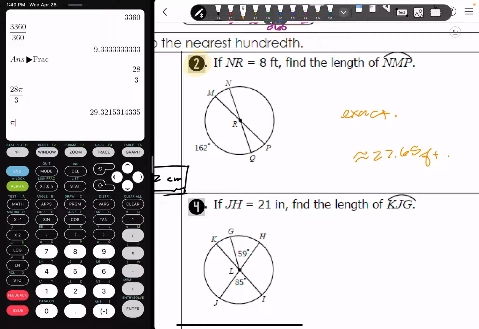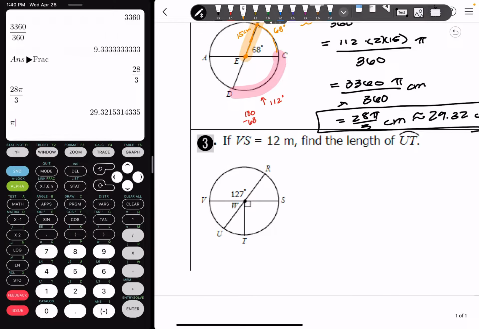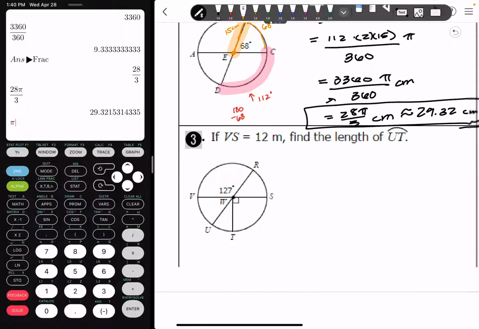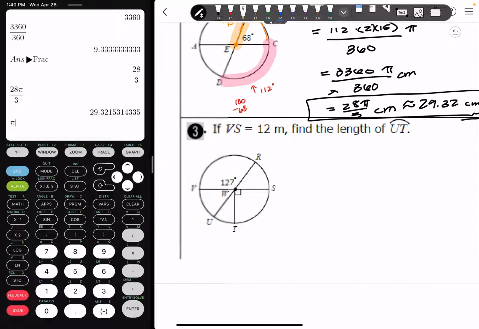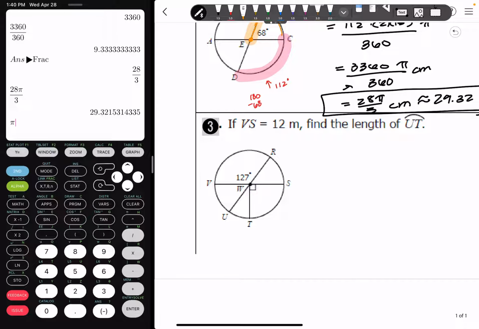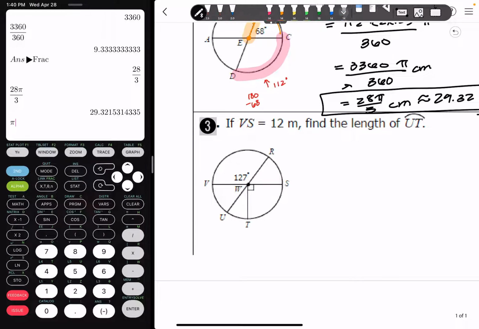Sorry about that. All right, so for number 3, let's go ahead and find this one as well, and I'll help you set it up, and then you're going to be responsible for number 4 as well. Okay, so that one's yours as well. So VS, right here, the entire diameter is equal to 12. That means our radius is 6, by the way.